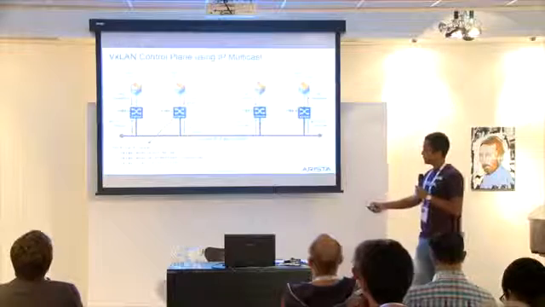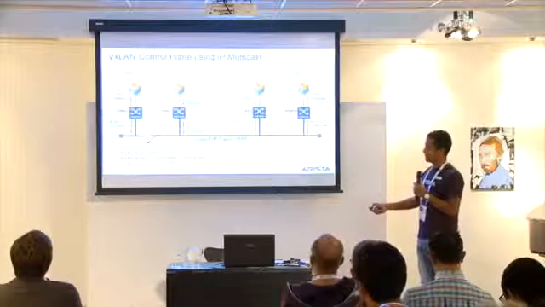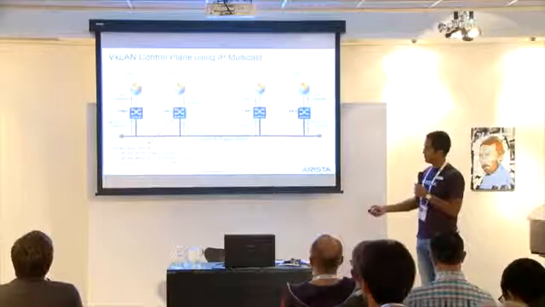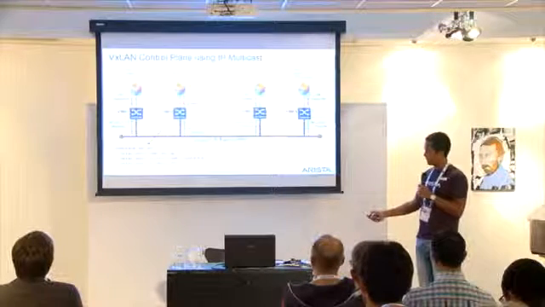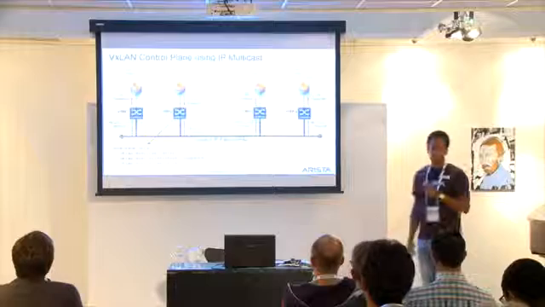Just to finish off, this is how the configuration would look. On the VTEP, you specify a multicast group. You have the source interface. In this way, you do the mapping between VLAN 10 and VNI 10,000 in this case.